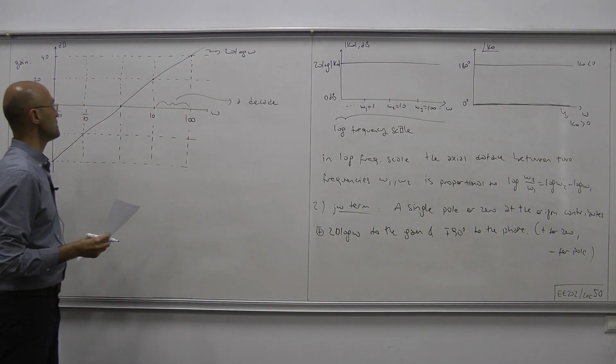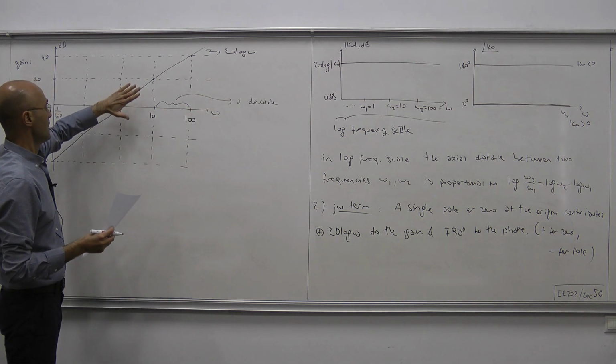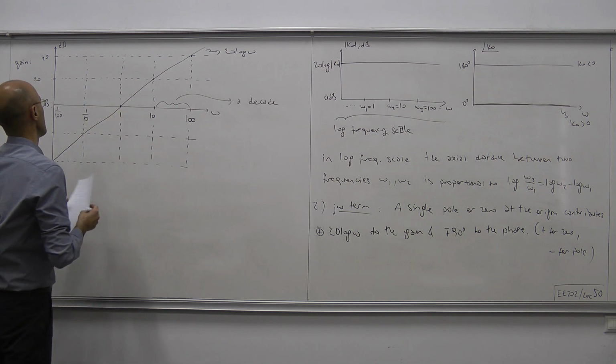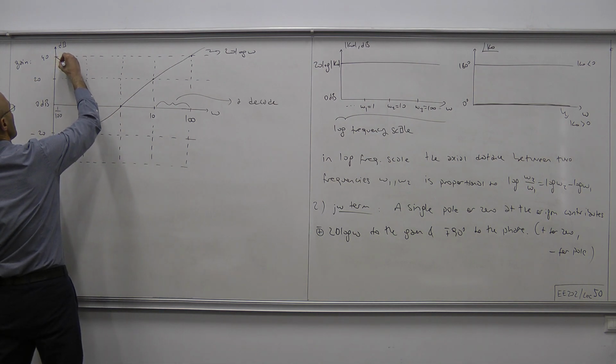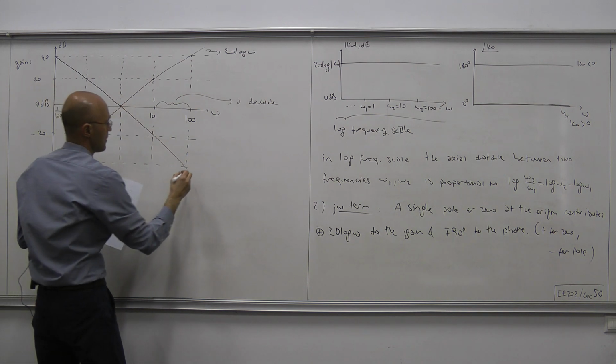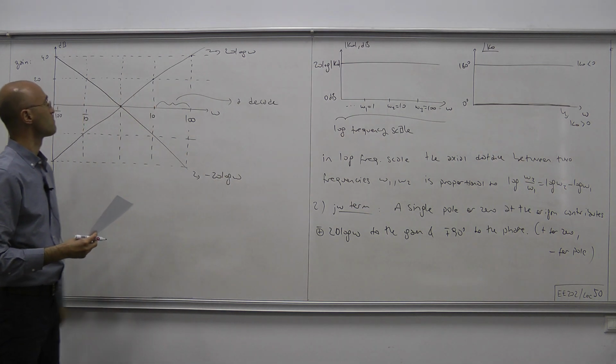Okay, so what you do is, if you have minus 20 log omega, you take the reflection of this line with respect to the horizontal axis. So that produces this. Okay, so this is minus 20 log omega.